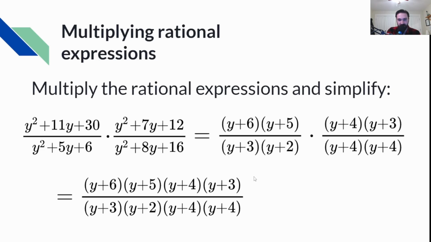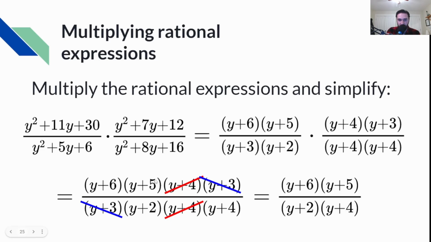And let's look for stuff that cancels. The y plus 4 and the y plus 4 cancel in red here, and the y plus 3 and y plus 3 cancel in blue. So what we're left with is y plus 6 times y plus 5 over y plus 2 times y plus 4. So that's our final answer.